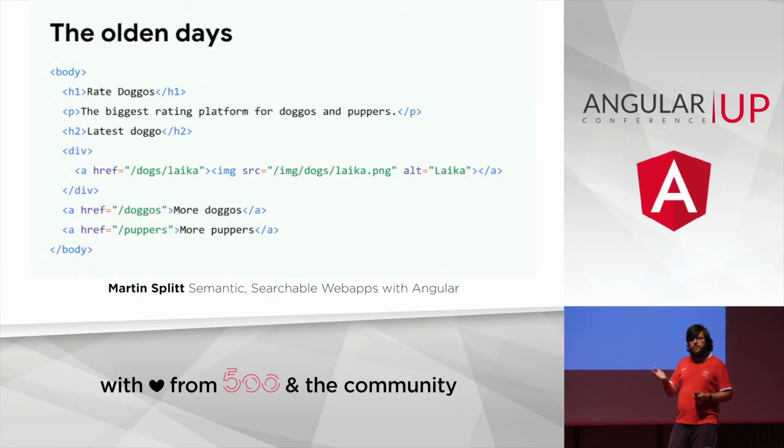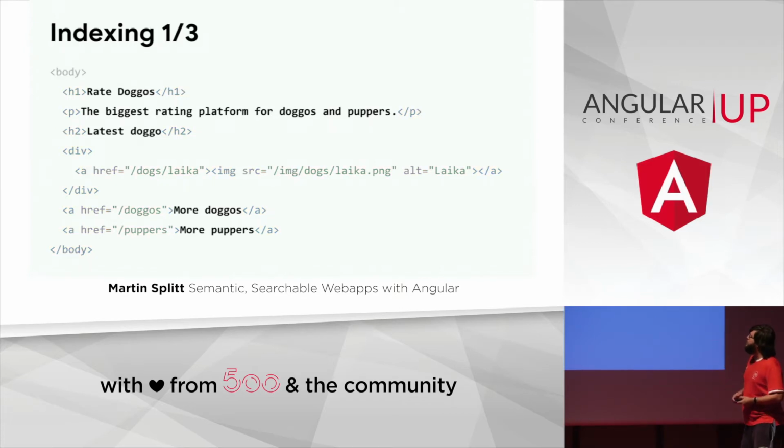And if you were starting a website, let's say 10 years ago, you would probably build your website like this. Let's say we want to build a dog rating platform. So we want to give this a title, a bunch of text, a bunch of images, and a bunch of links. And when we come to indexing, this is really nice, because we are crawling this, and then we are like, okay, so this is a page that rates doggos, which is cool, and because doggos are the best anyway. It's the biggest rating platform.